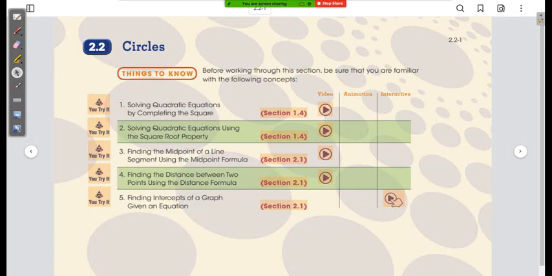So today we're talking about Chapter 2, Section 2. As promised, we'll be talking about circles.